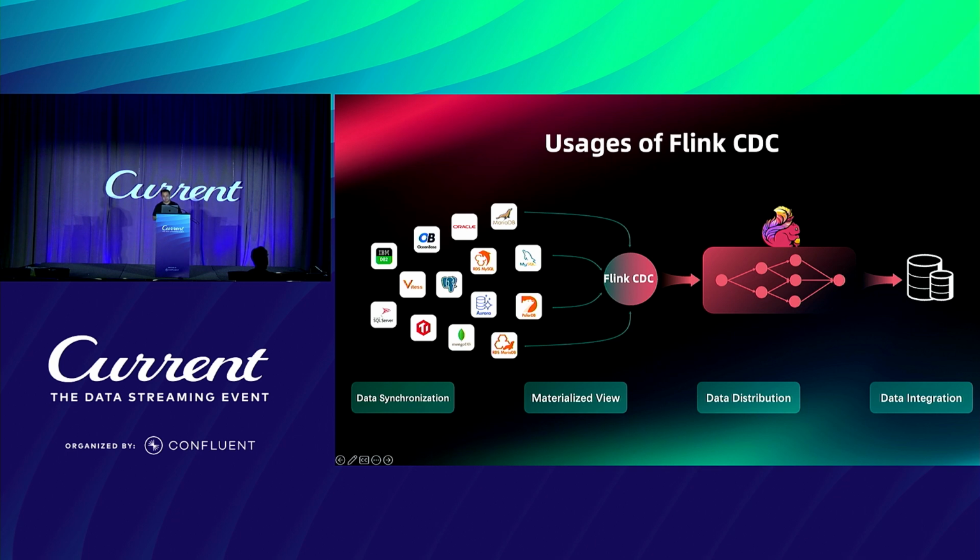So how do we use Flink CDC? The classic usage is data sync, like moving data from one place to another. Flink CDC can also be used in Flink SQL or Flink DataStream jobs as a source connector. Of course, you can also use Flink CDC to finish your data distribution, for example, from MySQL to other message queues and to other data warehouses. And from a data warehouse perspective, you can integrate all data together from external systems.